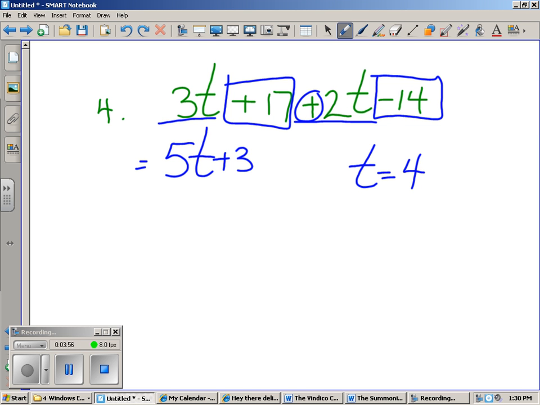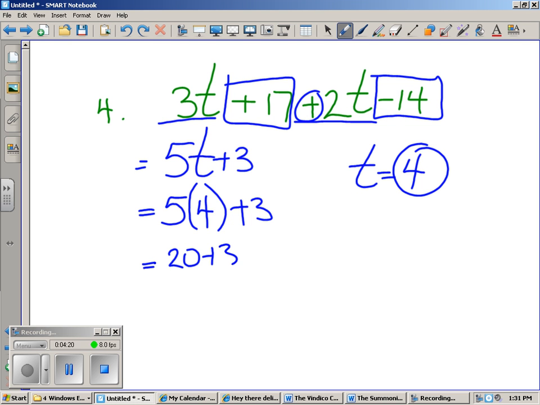Now if it tells you that t is equal to 4, what we're going to do is substitute this into the variable. So once we get to this step, you take 5, and we're going to substitute the 4 for the t. When you do that, as we've talked about before, you always do it in brackets to show that you substituted. Then you add your 3. 5 times 4 is 20, plus 3 equals 23.